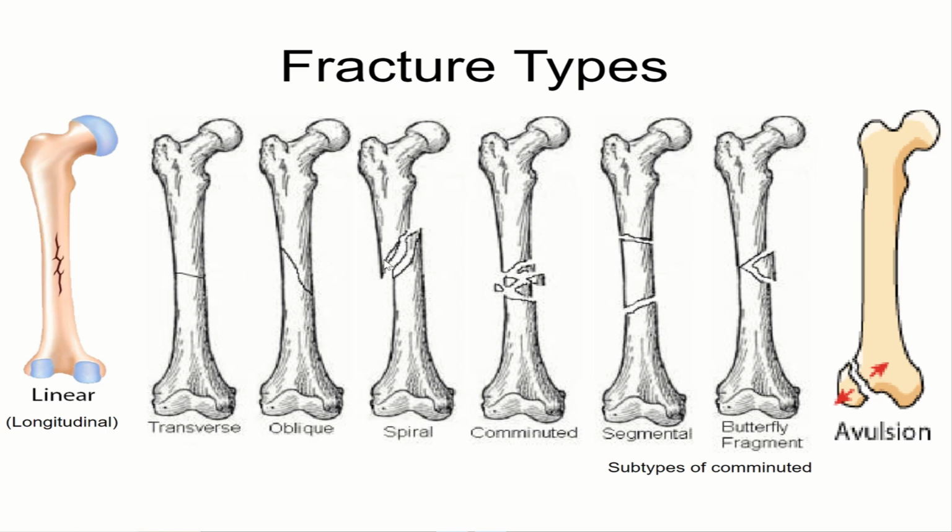So this is common in industrial accidents, where maybe someone has caught their appendage in industrial equipment. And so the machinery is turning one direction while they're trying to get away in another direction. And so you see that spiral break.